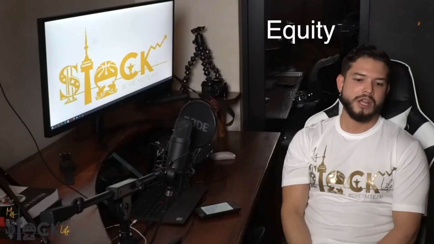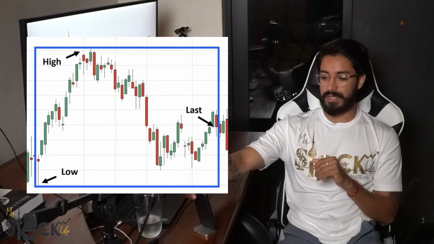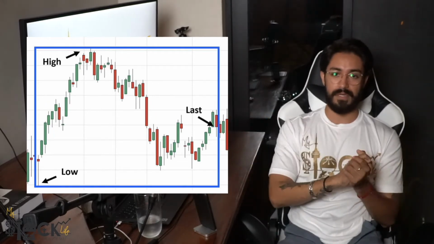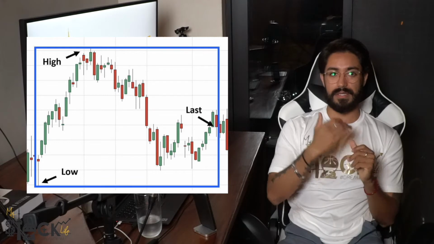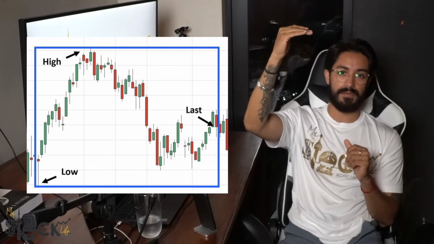Equity. So this is common shares of the company. Think of equity as you're going into this stock directly proportional to what that stock price is. It's one of the safer ways to invest, from what I hear. I don't know anything. High of the day, HOD, the opposite of LOD. It's usually the highest price the stock has traded for during that day.